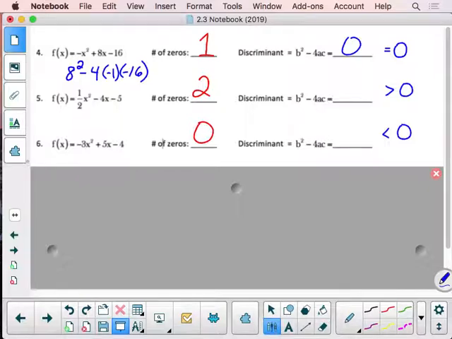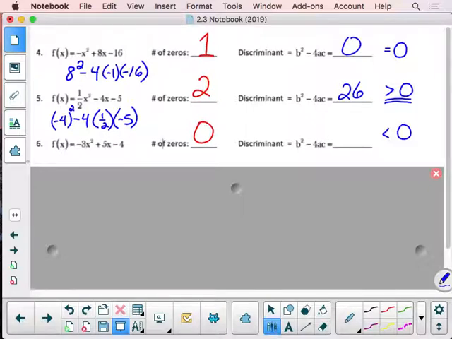Then we have b squared, so it would be negative 4 quantity squared minus 4 times a times c. So let's do the math here. That'd be 16 plus 10, which is 26. Guess what? That is greater than 0, just like we said it would be.